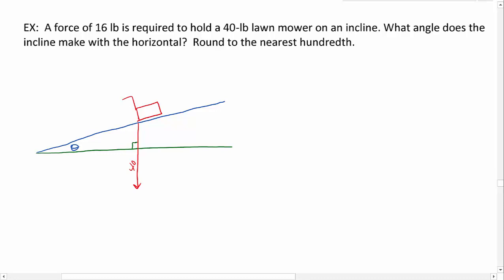And it says that the force required to hold it still is 16 pounds. So that vector is 16 pounds. That vector is parallel with our incline. So we're going to move that blue vector to the bottom, to the end of the red one, just like we did in the previous example. So we're going to move it down here.